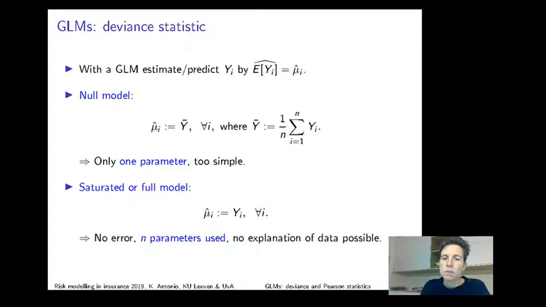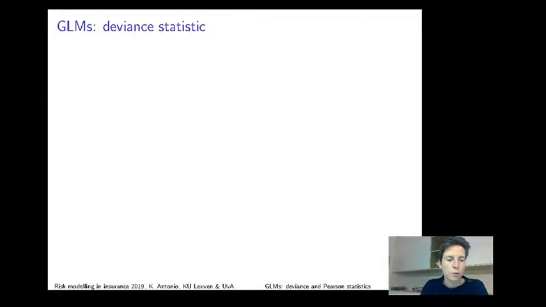On the other hand, in the saturated or full model, each response is estimated by its actual value. So in a sample of size n, this approach would estimate n parameters. So the model replicates the data instead of explaining them. The model clearly overfits the data and picks up not only the trend, but also the noise in the dataset. Well, the so-called deviance statistic is then a likelihood ratio test statistic that balances the regression model under consideration against the full or the saturated model.